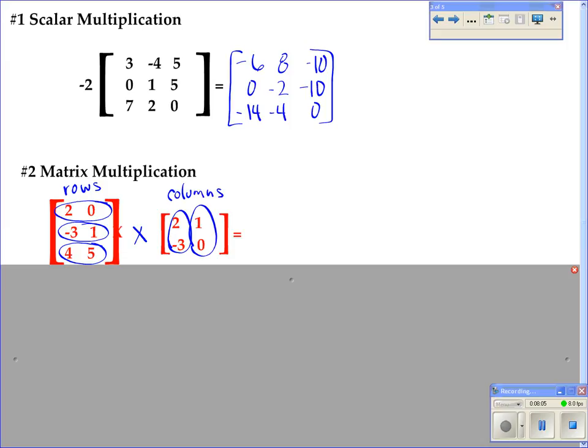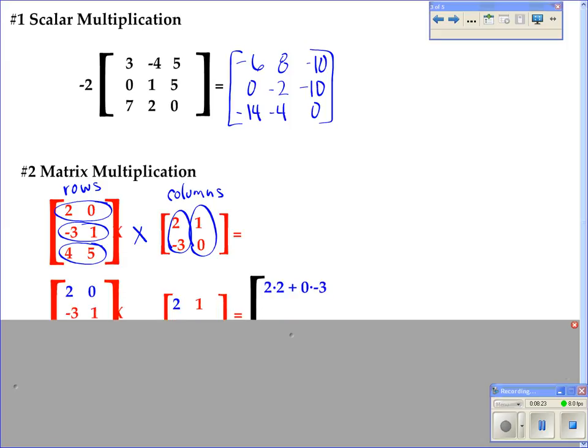There's always going to be the same number of numbers. There's two numbers here, two numbers here. If you don't have those numbers matching, you can't multiply them. And you will have scenarios like that, and you just say there isn't an answer. You can't multiply them. So we have two numbers times two numbers.